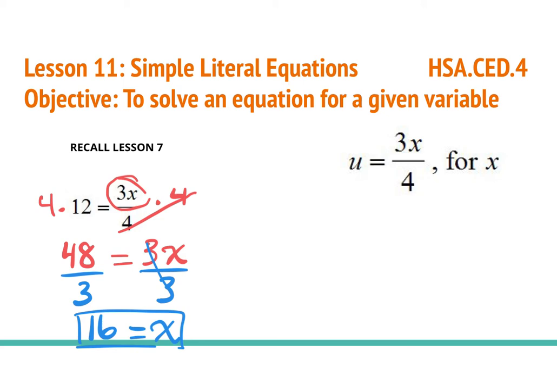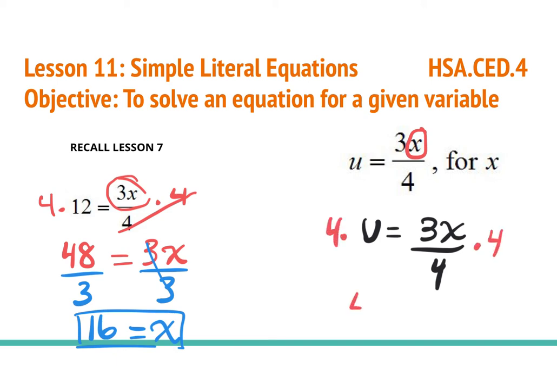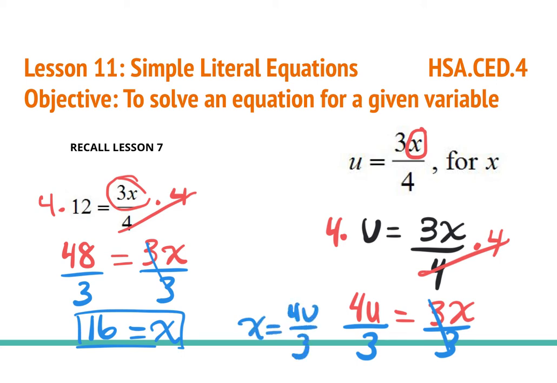Now for a littler equation, we still want to follow the same algebraic steps, but we're going to end up with an equation as our answer. So we're basically just rewriting this equation so that x is isolated. So we would do the same steps. We would still multiply by 4. However, 4u just stays as 4u. And when I divide by 3, I can't actually take 4u and divide by 3. So x is equal to 4u over 3.